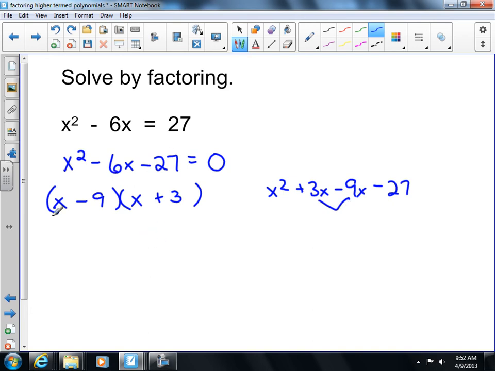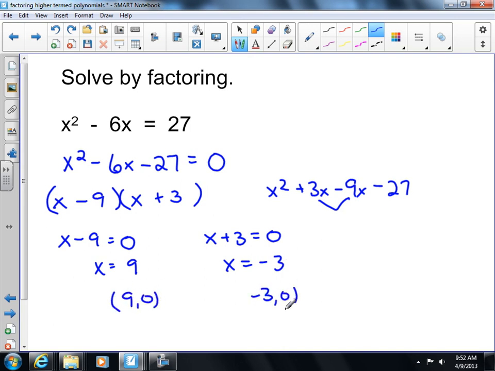Yes, it would. Okay, so then to solve it, I'm going to say x minus 9 is equal to 0, and x plus 3 is equal to 0. And x could be equal 9, or x is equal to a negative 3. So your solutions would be 9, 0, and negative 3, 0. So, you know, if you had a grid, it's going to be negative 3, 0 over here, and 9, 0 clear down there. And we know it's going to open upward, right? Because this is a positive leading coefficient.